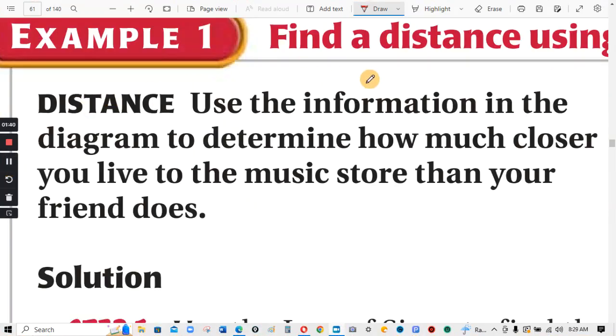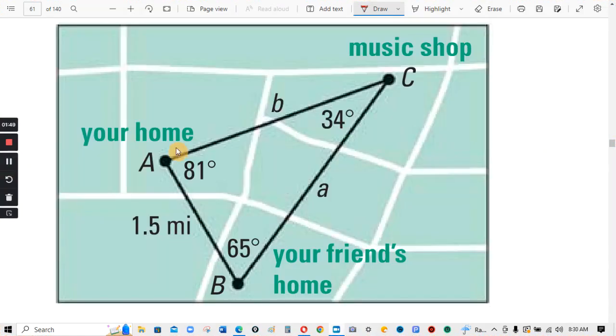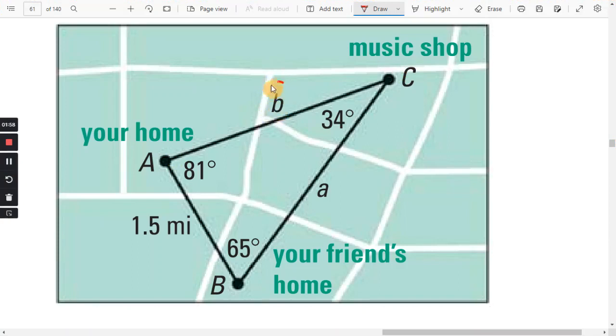Example 1: use the information in the diagram to determine how much closer you live to the music store than your friend does. So here's your home and here's the music store. We need to find this side length here, we need to find b. And then here's your friend's home and the music store. We need to find this side length here, that's side length a.